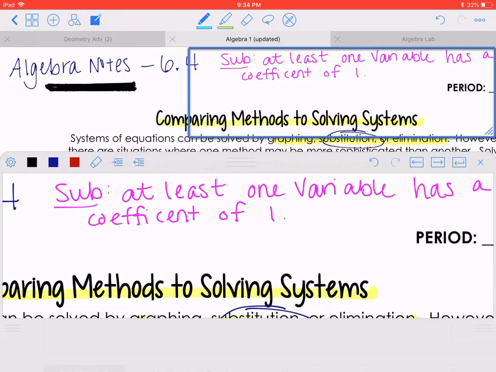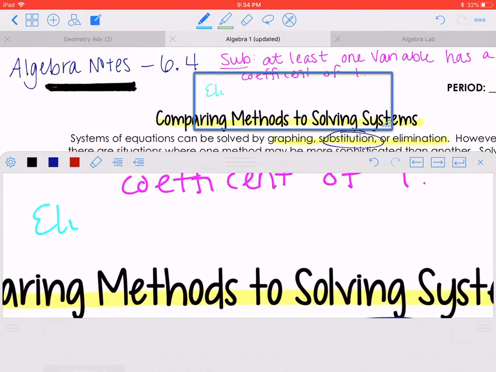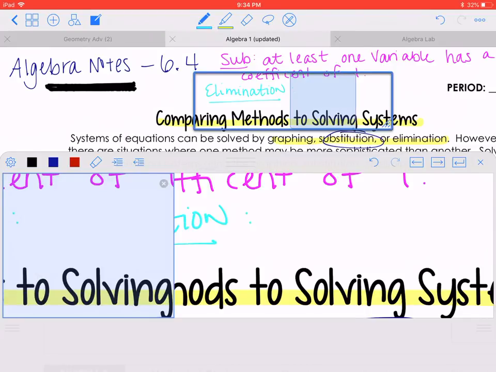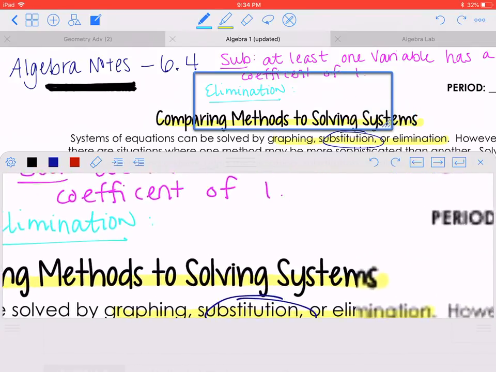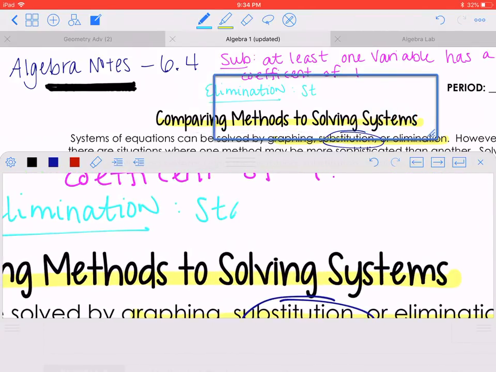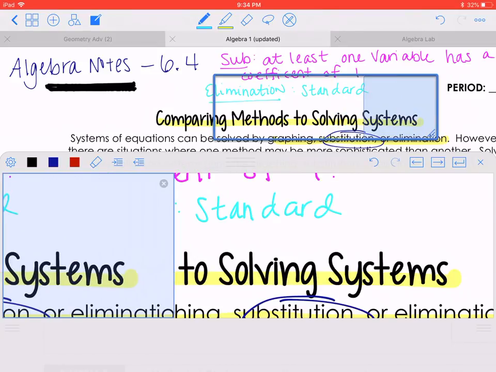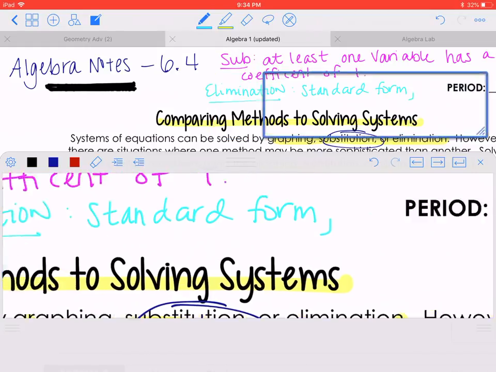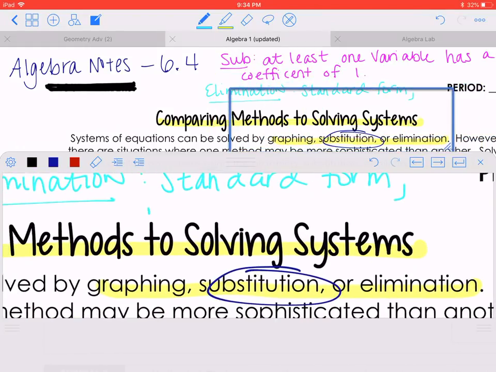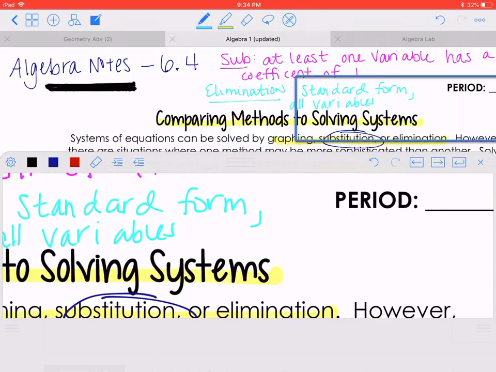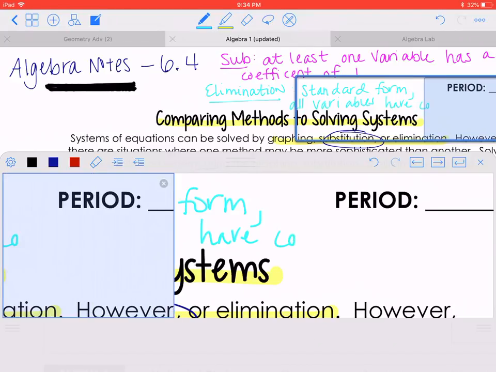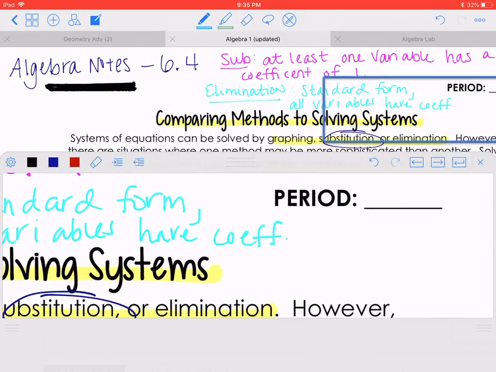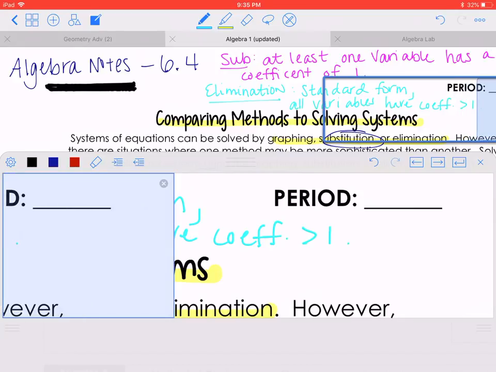And so the best time to use elimination is if you have equations in standard form, or all variables have coefficients greater than 1. Okay?